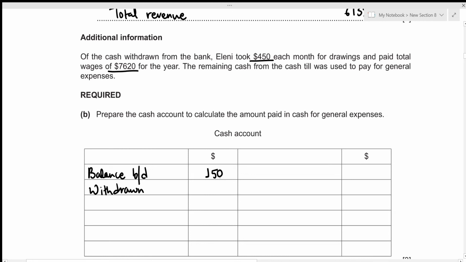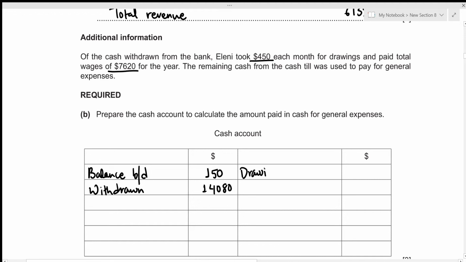This amounts to 14,080. Now, out of the cash withdrawn from the bank, Eleni took 450 each month for drawings. Drawings obviously reduces the amount in the cash account, which means that the reduction is always recorded on the credit side. So this drawing will also be recorded on the credit side. Let's do that.